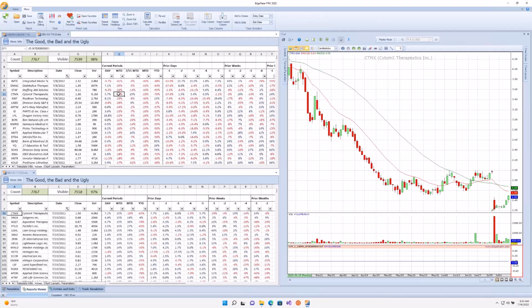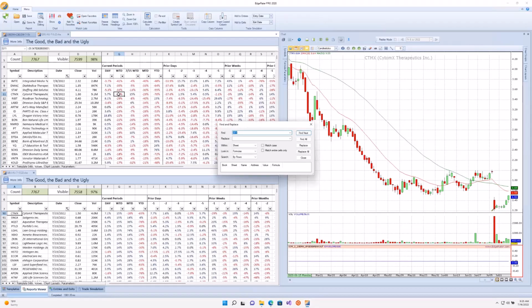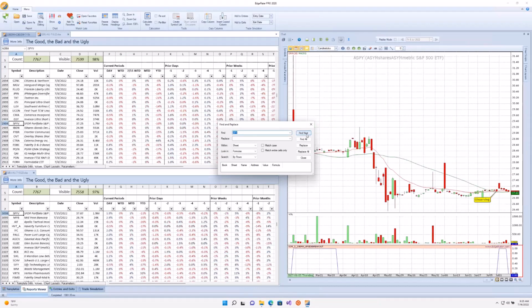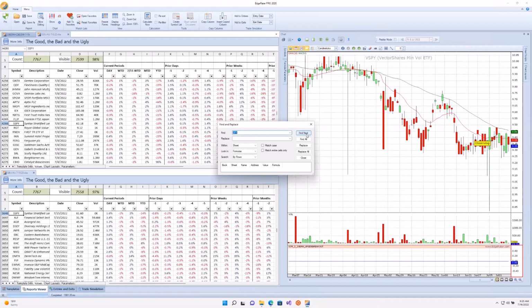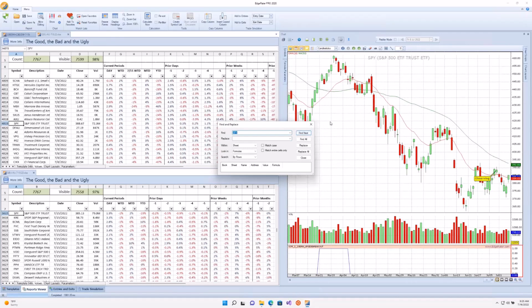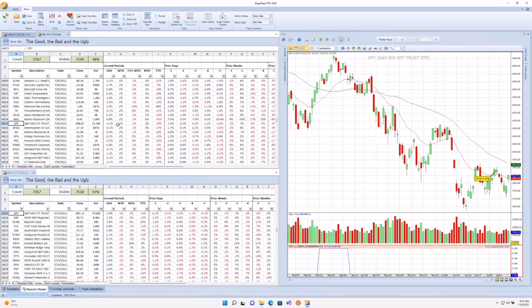So if I just do a Control F while I have my report selected, I can search for anything I like, and I'll search for SPY. So SPY D, I don't want that. I'll look for, there's A SPY, SPY, B SPY, S SPY, R SPY, SPY C. There we go, SPY.